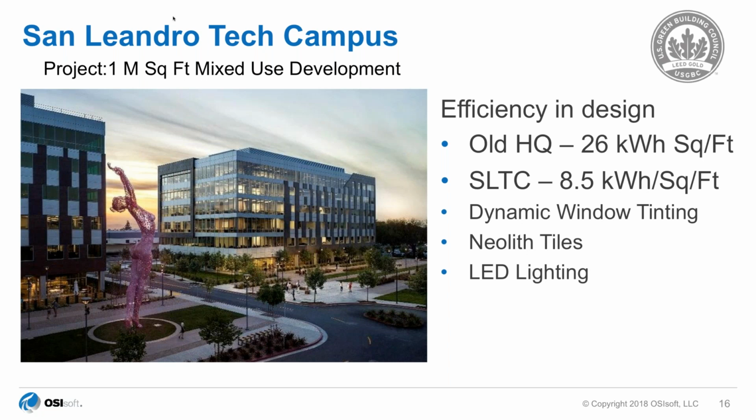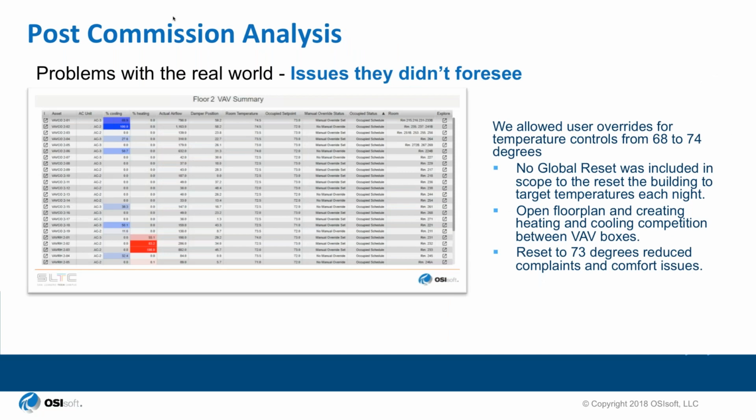But they started with what we'll call efficiency in design, right? The old headquarters, which is just out of this picture, ran about 26 kilowatts per square foot. The new building was designed at 8.5 kilowatts per square foot. So by and large, they're spending less energy on more space than the old headquarters by multiple factors. So do we really need to put in process, brand new building, efficient in design, those types of things? Next slide. And the answer is yes.